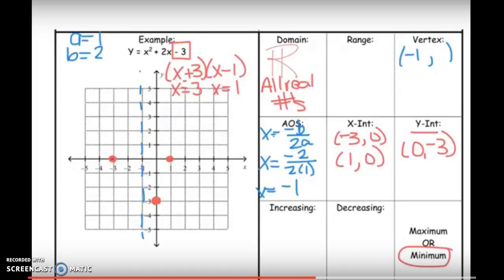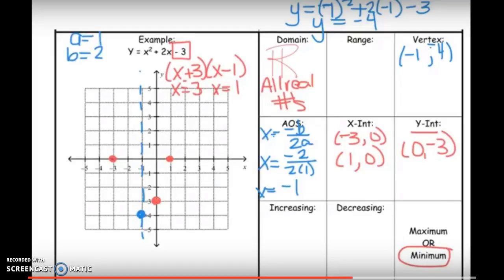To find the y value, I just take my equation, y equals x squared plus 2x minus 3, and I plug in negative 1. So negative 1 squared plus 2 times negative 1 minus 3, if I do that whole little happy dance, that gives us a y value of negative 4. So my vertex is negative 1, negative 4. And so my vertex is right here.